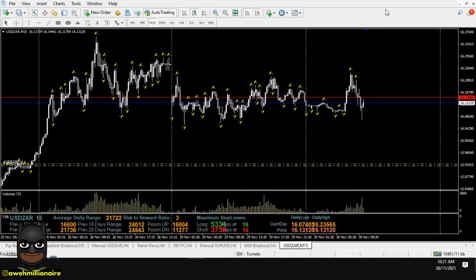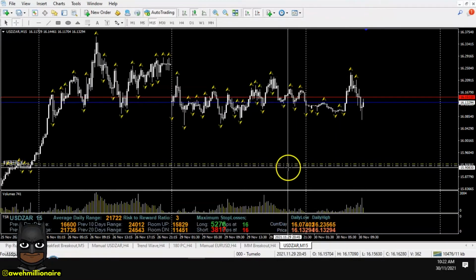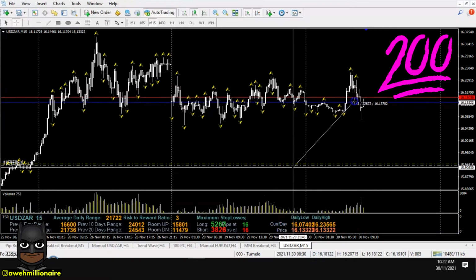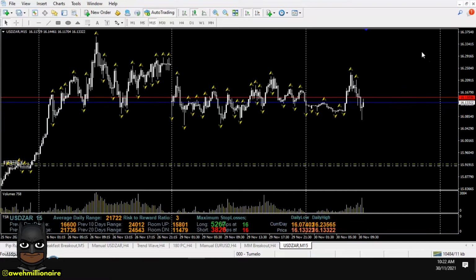Today's smart trader analysis is on USDZAR. I am long USDZAR, as you can see there, bought $ZAR. The stop loss is already at break even. I'm risk free on this trade, and this move is already up 200 plus pips in the bag. A classic textbook supply and demand smart trader setup.